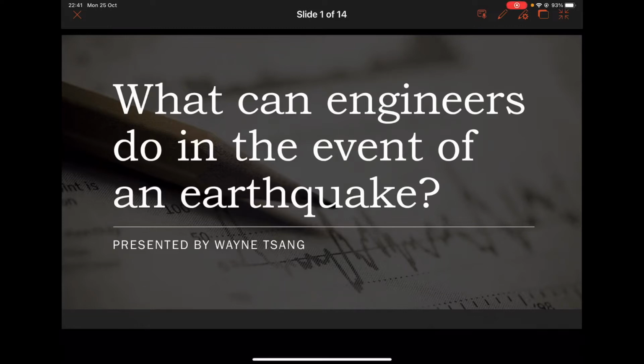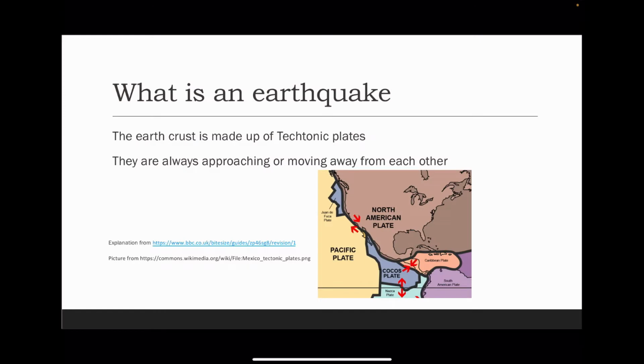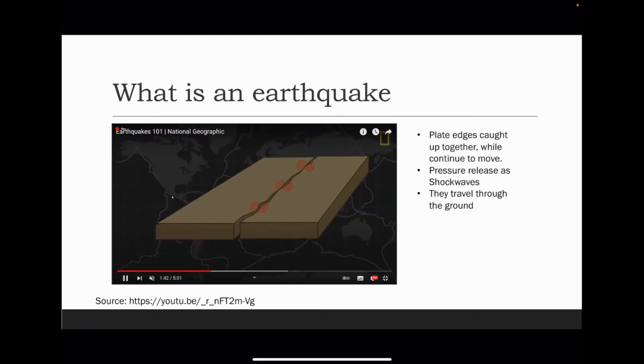Today we will be talking about what engineers can do in the event of an earthquake. So what is an earthquake? The earth's crust is made out of tectonic plates. They are constantly moving away from or towards other plates. Sometimes their edges catch on each other while they continue to move.